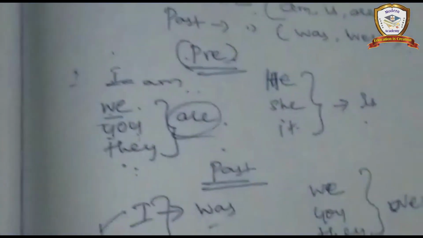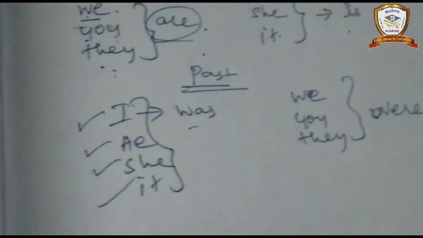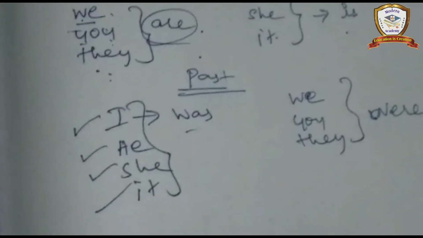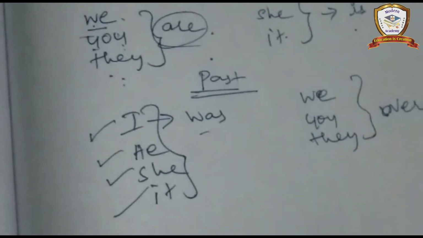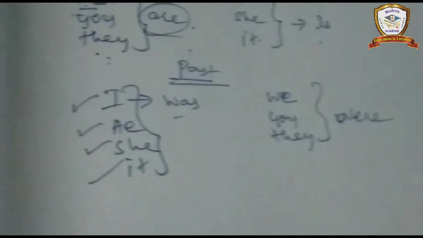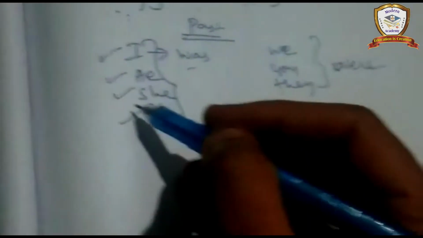Present I means am; we, you, they means are; he, she, it means is, isn't it? Past form, I means was. Not only that, for first person singular and third person singular we should use was only, because that is singular. Singular means was. Plural means we should use were. In the present we use are, in the past we use were. We, you, they, we should use were. Are you clear now? This is the important thing you should not forget.